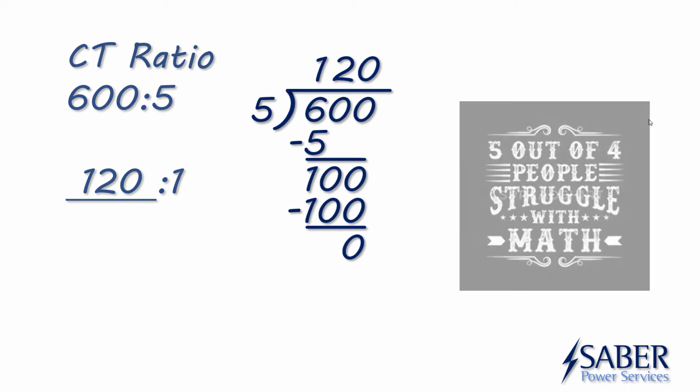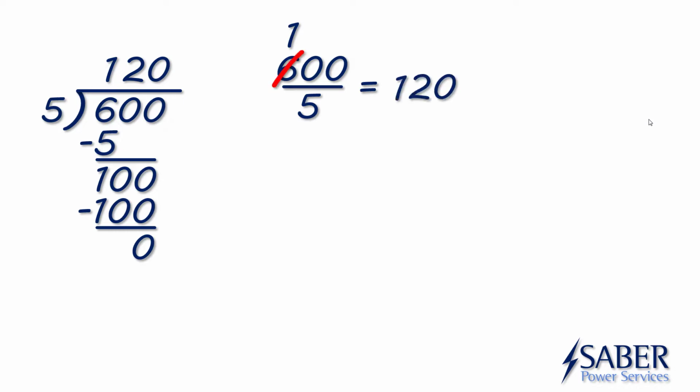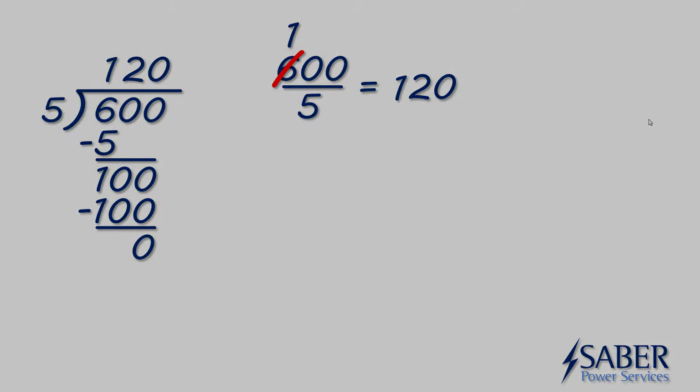Guys a whole lot smarter than me can just do it in their head. 600 divided by 5. 5 goes into 6 one time, and 5 goes into 10 two times, and so your number is 120 to 1. I can't quite do it that fast, but I learned something several years ago.